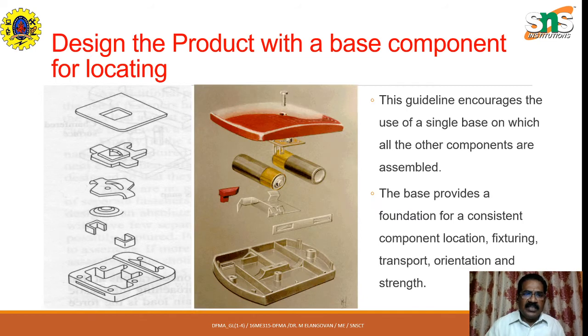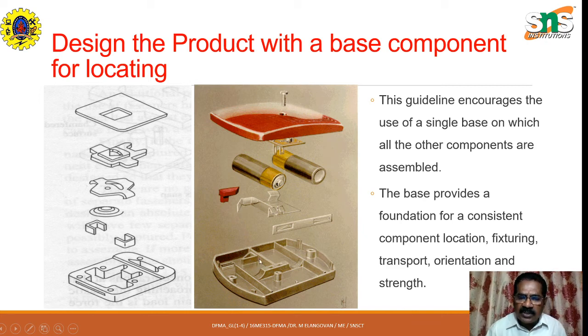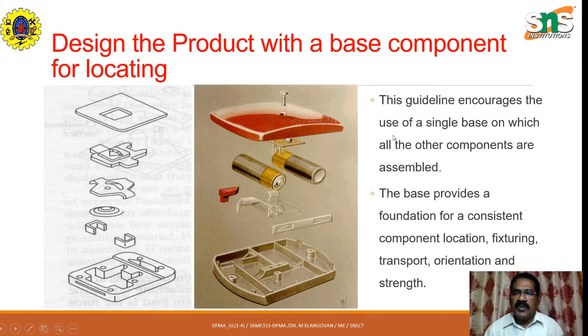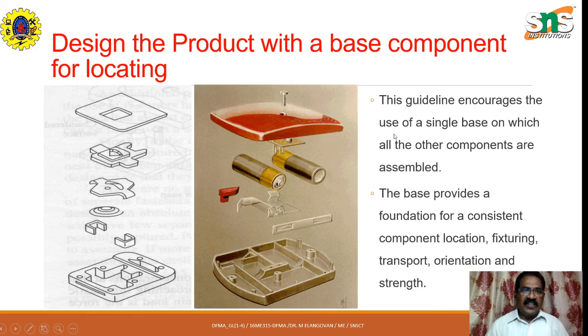For example, look at this part. I see this is the base part, and all these things get assembled onto this. So when I want to carry the whole thing, it acts as a tray also, and it is also used for locating the parts, and the whole thing itself is a part. This guideline encourages the use of a single base on which all the other components are assembled. The base provides a foundation for consistent component location, fixturing, transport, orientation, and strength.